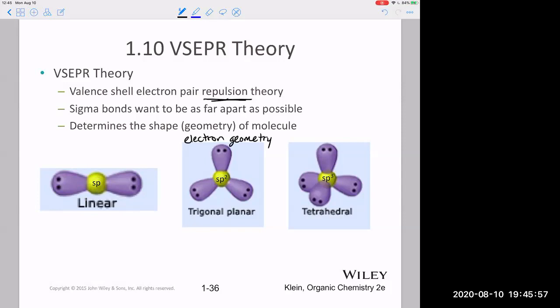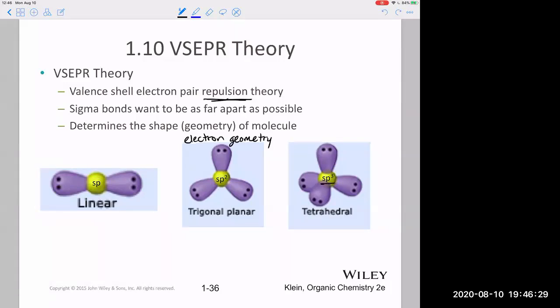When you have an sp hybridized molecule, those new orbitals that form want to be as far away from one another as possible. So that's why those molecules form a linear electron geometry. When you have a trigonal planar, it turns out that the best way to arrange three things in space that are equally far from one another is to arrange them in a plane. Any kinking out of that plane will actually bring them closer together.